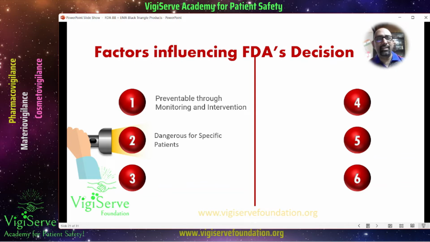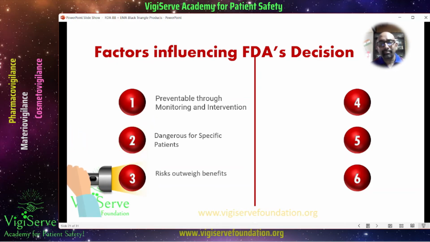Then, is the medicine dangerous for specific populations? For example, this medicine is not suitable for pregnant ladies. It can damage the fetus or kill the fetus, or it can cause congenital anomalies. Or else this medicine is only for adults. It is not for children. If children consume it, then it can be a poison, right?